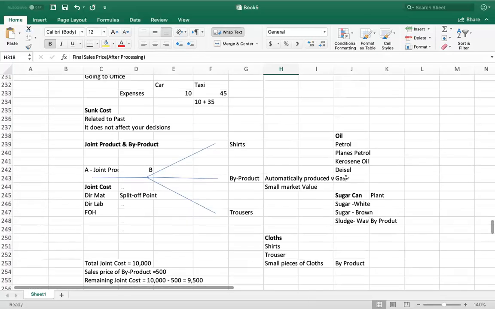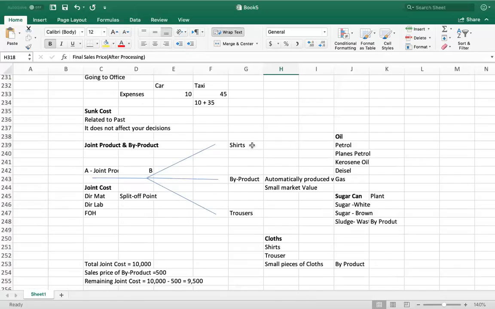How many items are we producing? We are producing two main items. One is shirt and one is trouser. Your production is completed at this point, actually. Now we have two options. Either we can sell these two products at this point, or if we think that after further processing we will get a better price, then we process more.